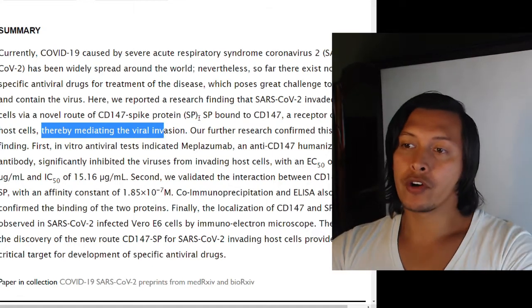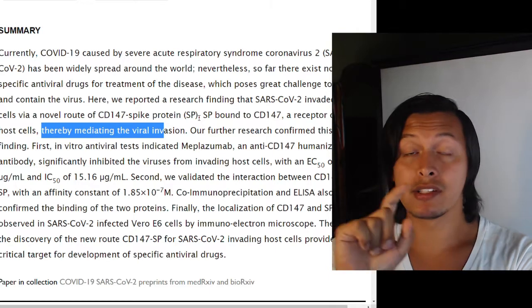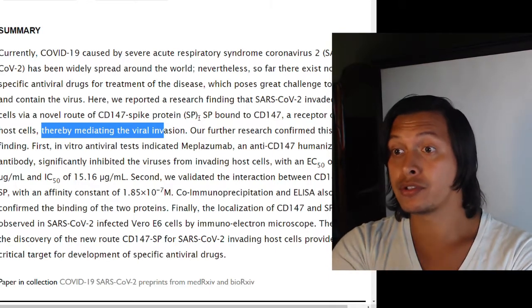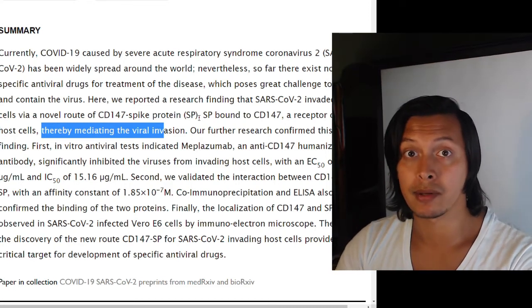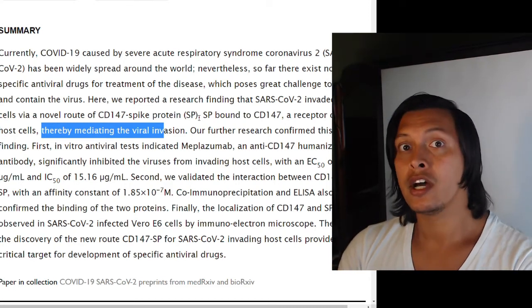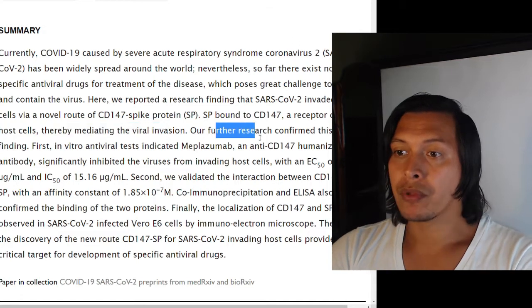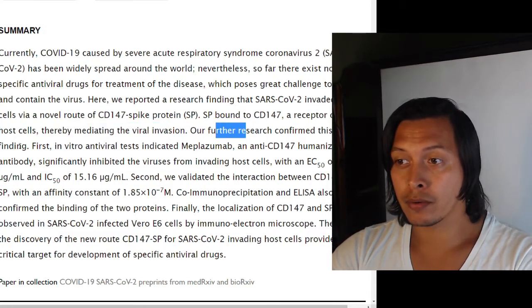Oh, and I should also mention that this is not peer-reviewed. This is not peer-reviewed, so just take this as a suggestion rather than something that has gone through a rigorous process to verify everything. So our further research confirmed this finding.